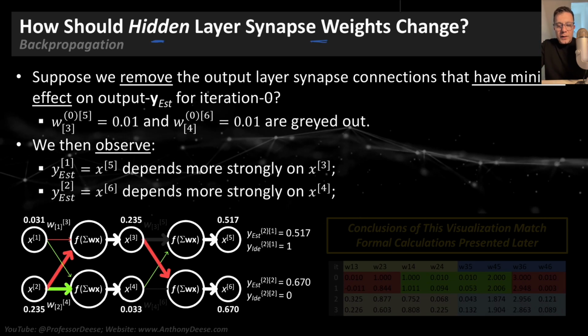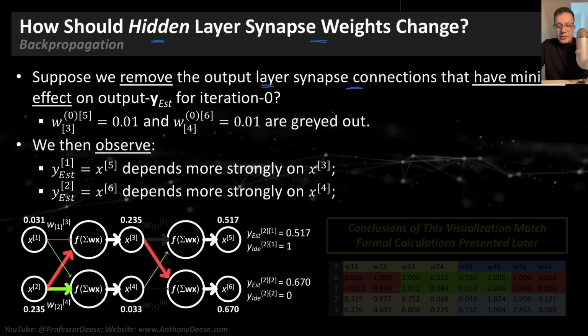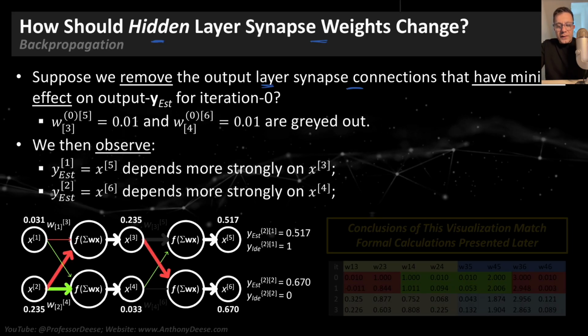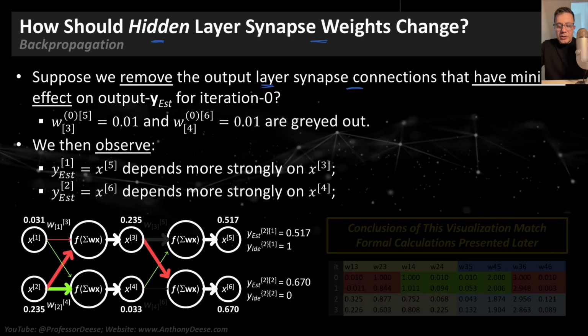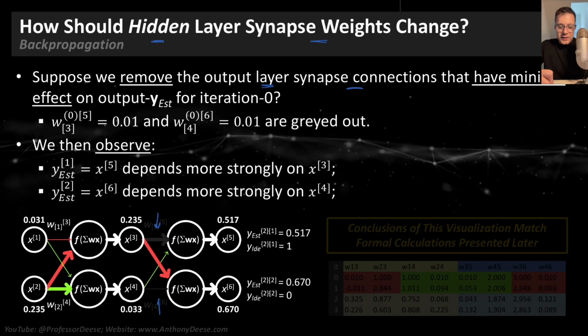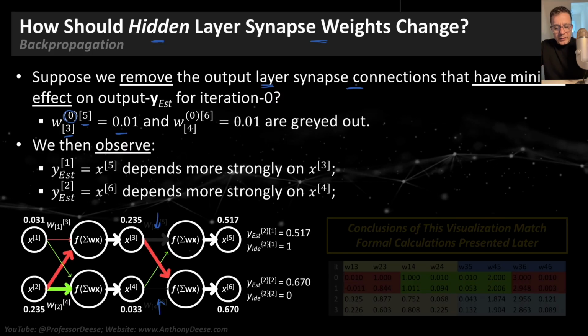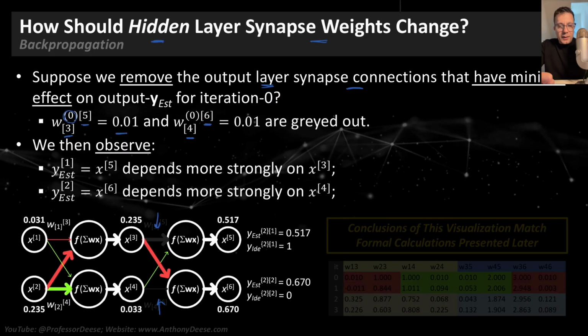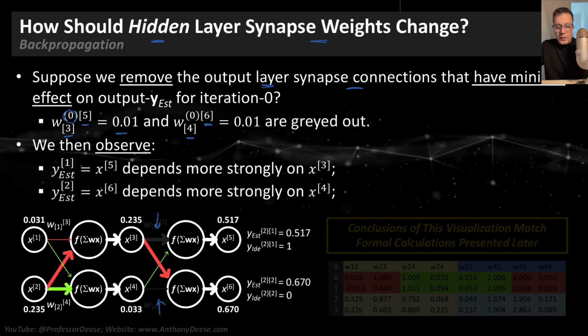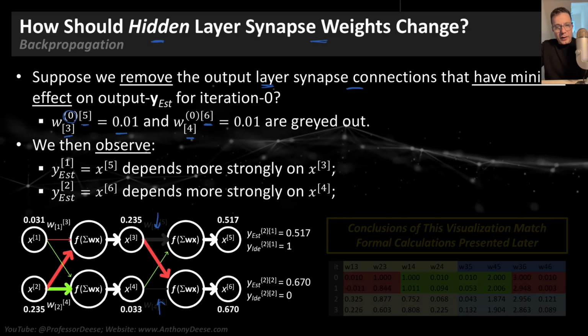Suppose we remove the output layer synapse connections that have a minimal effect on the output for iteration 0. Essentially, we remove this one here and this one here, because for iteration 0, the synapse weight 3,5 has a pretty small value. It's pretty close to 0. Same thing for the synapse weight between neurons 4 and 6. So those are grayed out. We no longer are going to take those into account.